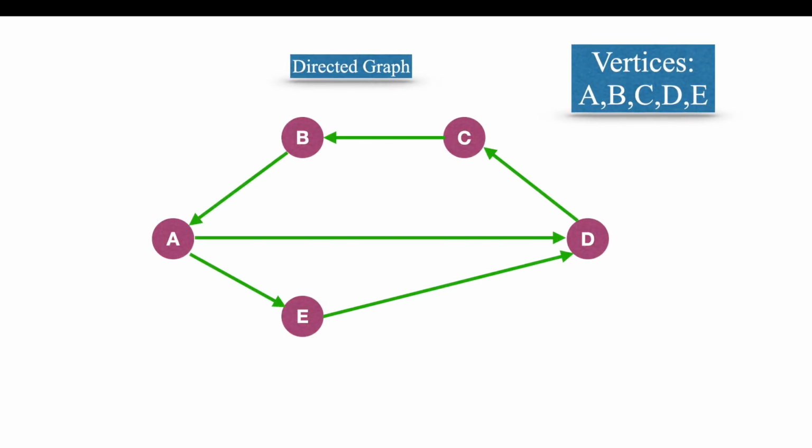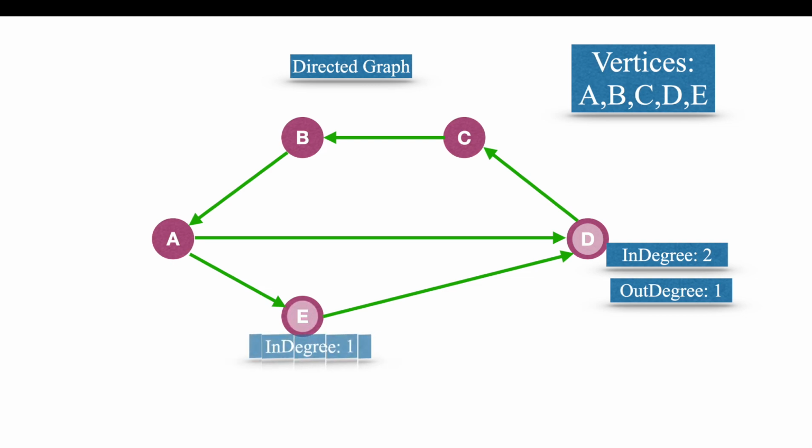When it comes to directed graph, you will have directed edges so that we have in degree and out degree. Look at here, vertex T in degree is 2 because it has 2 incoming edges. Out degree is 1 because it has one outgoing edge. When it comes to vertex E, in degree and out degree is 1.